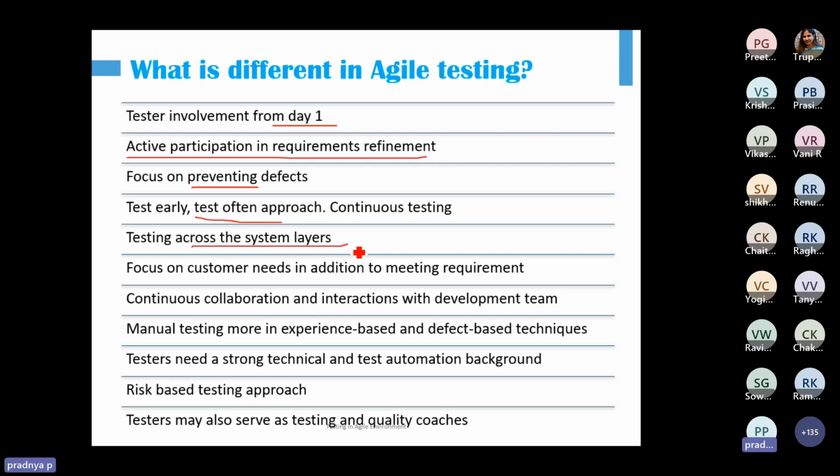That is the very important aspect and change. We are involved in testing at code level. We are involved in testing at database level. We are involved in testing at API level. So there is no layer in the system where we will not be involved, right?